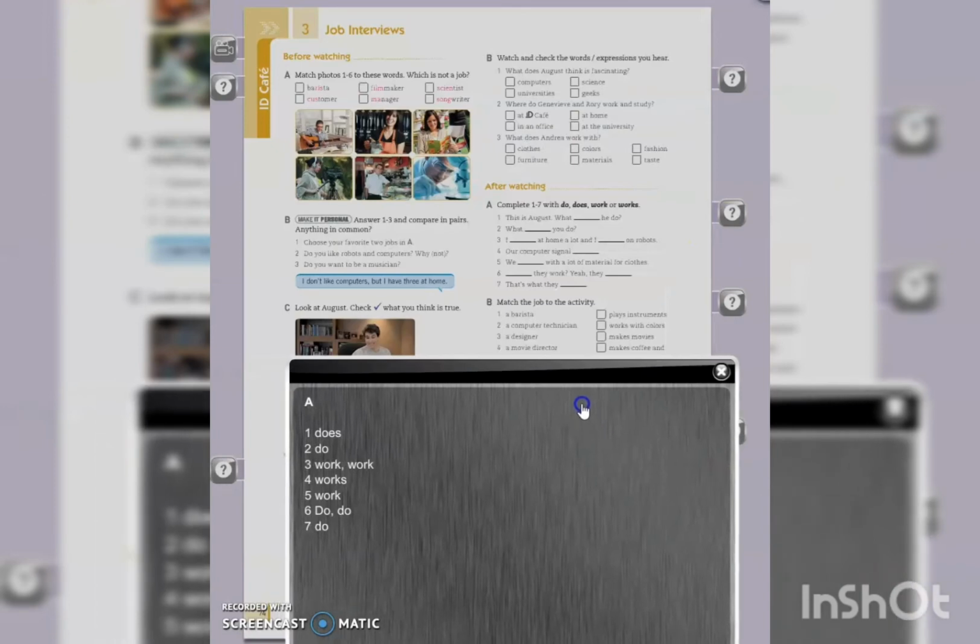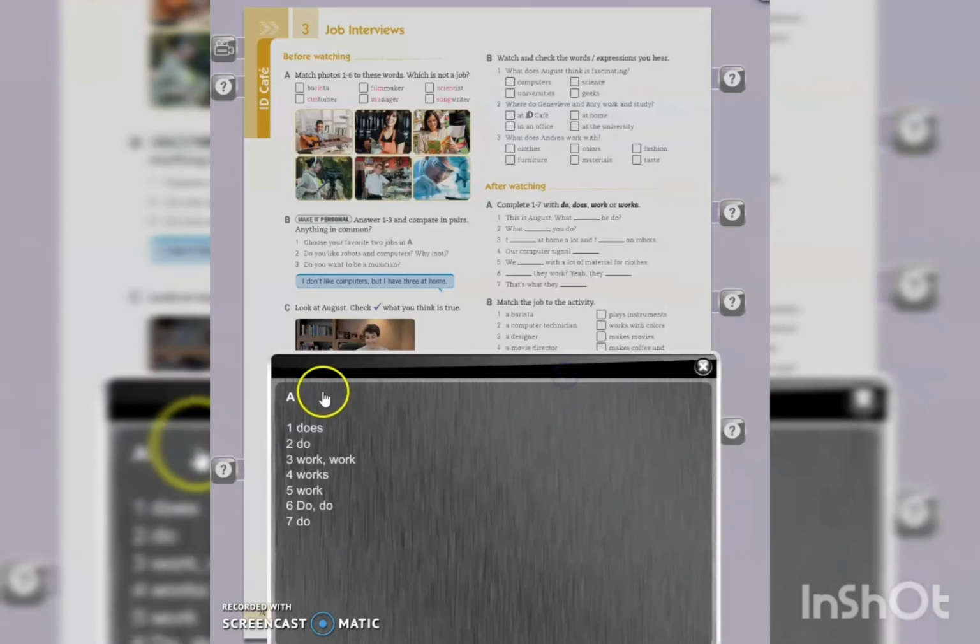Well, these are the correct answers according to number 1. This is August. What does he do? Number 2. What do you do? 3. I work at home a lot and I work on robots. 4. Our computer signal works. 5. We work with a lot of material for clothes.